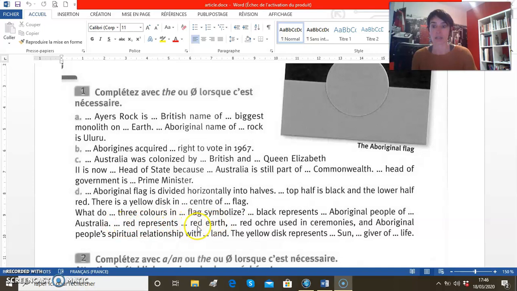So here you can see that the earth is specified by an adjective. So that's why we're using the, contrary to this example. The red ochre used in ceremony and Aboriginal people's spiritual relationship with the land. The yellow disc represents the sun, the giver of life. Here, sun is usually used with the.